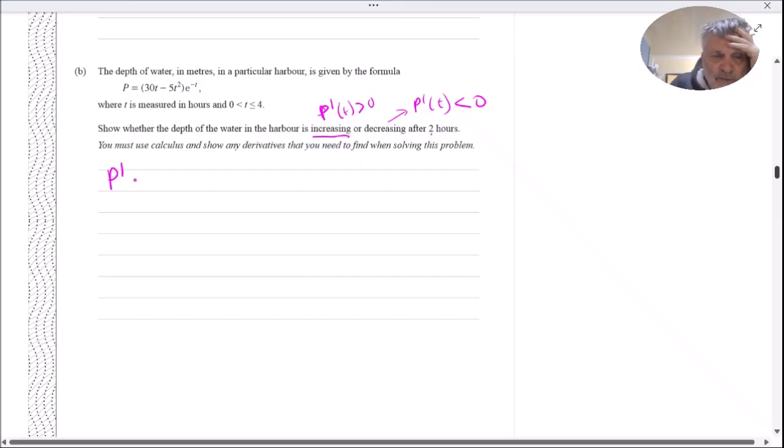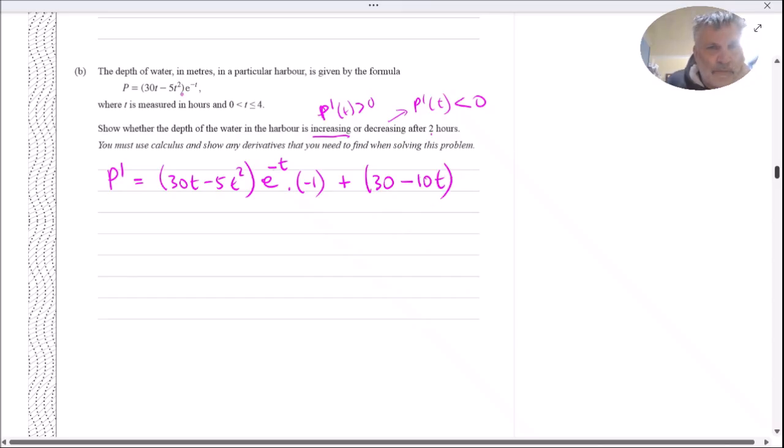The derivative of p is equal to, write down one of these, differentiate the other. So differentiate e to the minus t, you get e to the minus t. It's got a simple function inside, minus t, so you have to then multiply by minus 1, the derivative of what's inside. And then plus, differentiate the other one, so that's 30 minus 10t, and then write down the other factor.